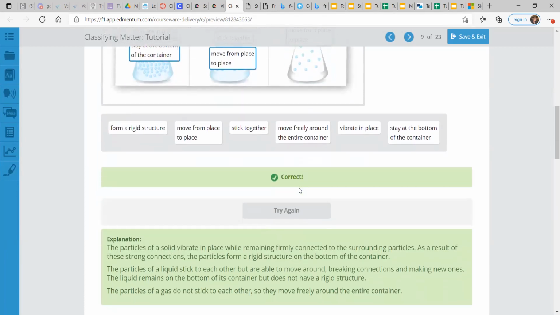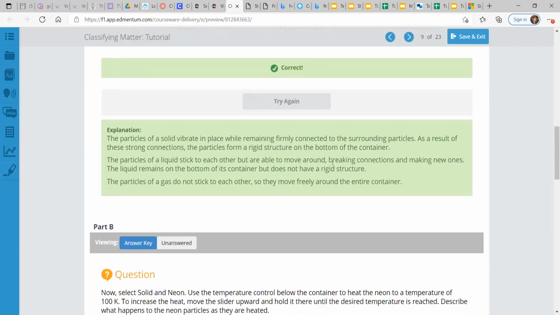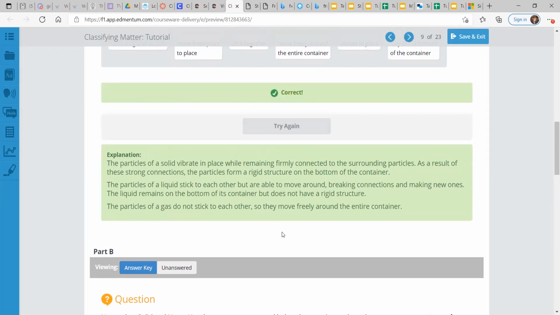Good. Okay. So the particles of a solid vibrate in place. They have energy, but they're just vibrating. They're not moving around like the others. And they are firmly connected to the surrounding particles. As a result of these strong connections, the particles form a rigid structure on the bottom of the container. And then the particles of a liquid stick to each other, but they're still able to move around, breaking connections and then making new ones. So they're not as rigid as those solid ones, but they still remain at the bottom of the container. They can't freely move around like gases can. And then the particles of gas, they don't stick to each other. They're free to go around the entire container.